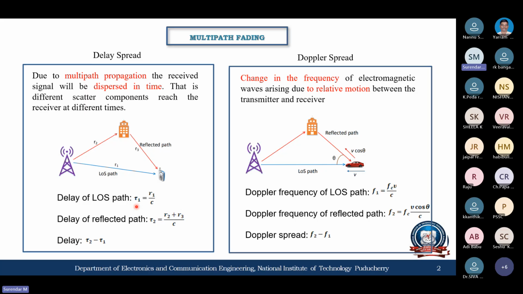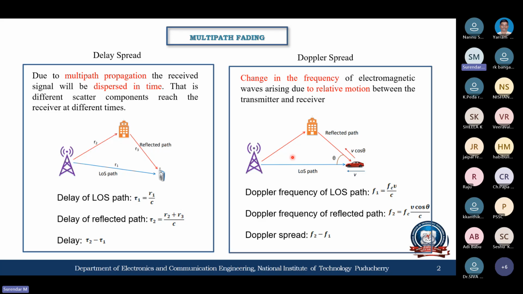The delay spread is given by the difference between the two path delays, that is, tau 2 minus tau 1. If you take the difference, that is the delay spread. So that is what is given here. And when we go to the Doppler spread, it is related to the relative motion between the transmitter and the receiver.